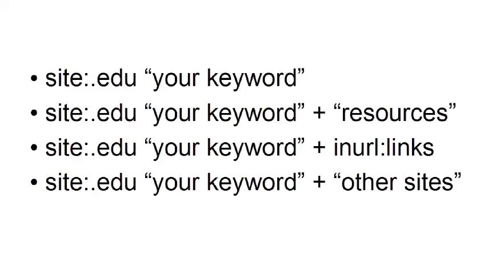One way to find them is to do searches like this in Google. Enter site:.edu followed by your keyword, or your keyword plus resources, or your keyword plus in URL : links, or your keyword plus other sites. And that will give you some resources to go through. And then you just simply contact the university and ask them, as I just discussed.